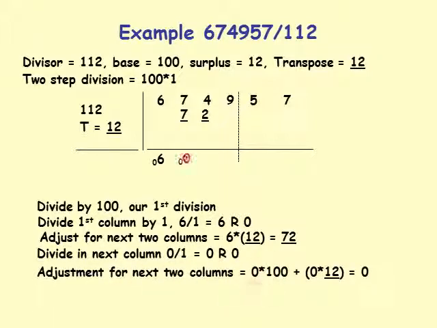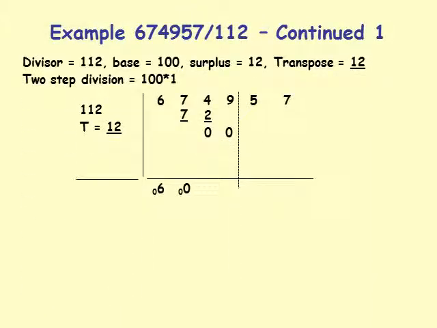Adjustments are 0 times 100, this is for the remainder, and 0 times negative 12, this is for the quotient, which is 0. Okay, so we got two adjustments of 0, 0 in the next two columns. So far we have gone here where the quotient was 0 and the adjustments were 0 and 0 in two columns. Let's continue.